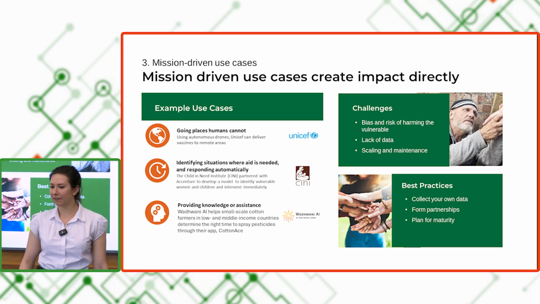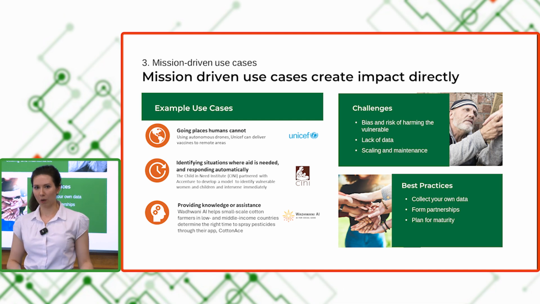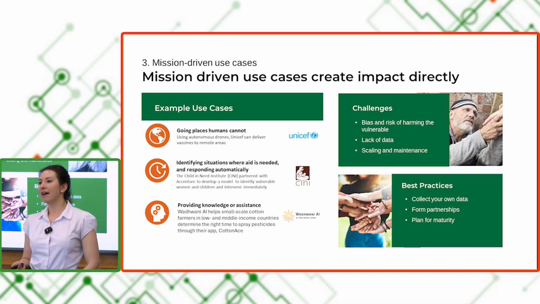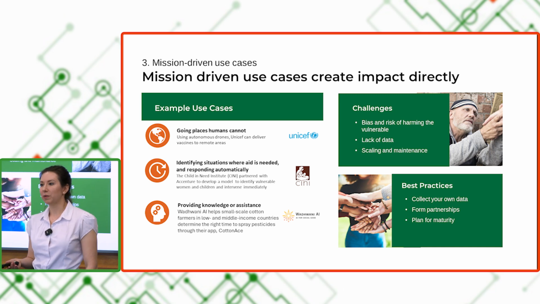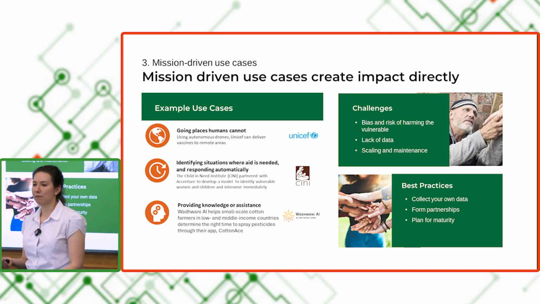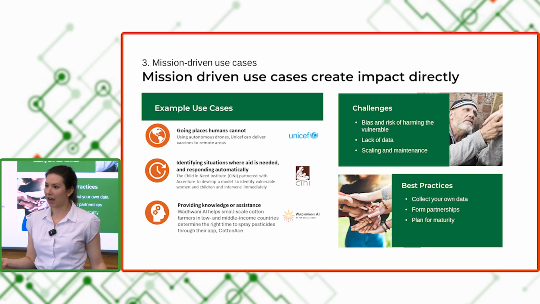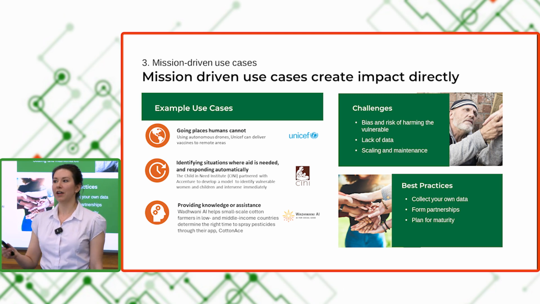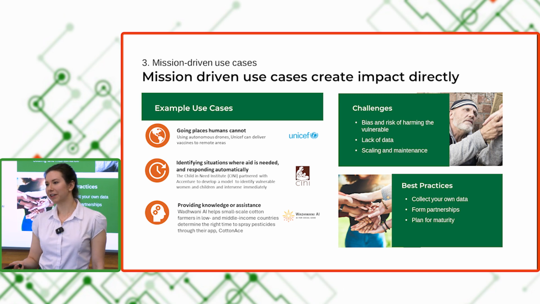The second is identifying situations where aid is needed and responding automatically. So we call this situational awareness and automated response. And this is using data to more quickly identify someone that could benefit from the nonprofit's help. So an example is the Child in Need Institute developed a model to identify vulnerable women and children and intervene immediately. And so this can all happen automatically by predictors that the model uses. And this saves a lot of time trying to find the people that need help and trying to get aid out to them.